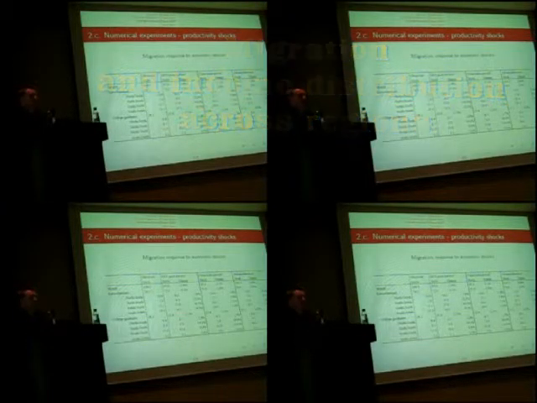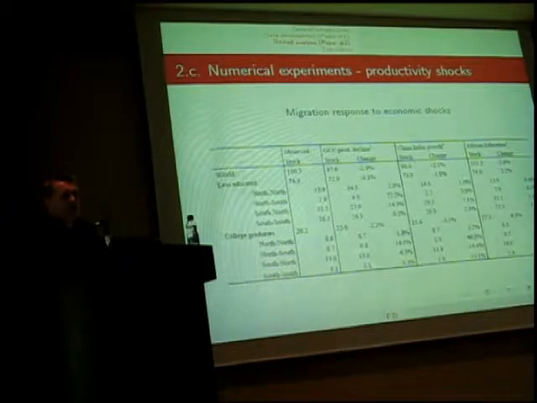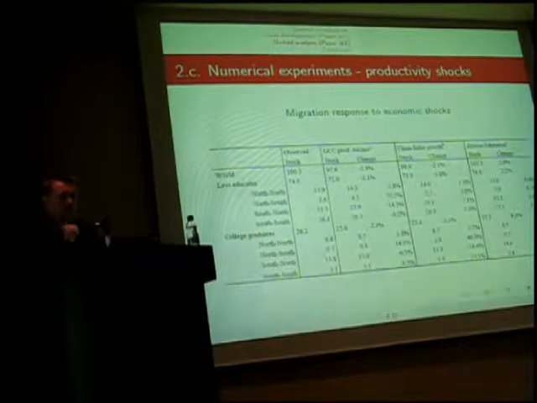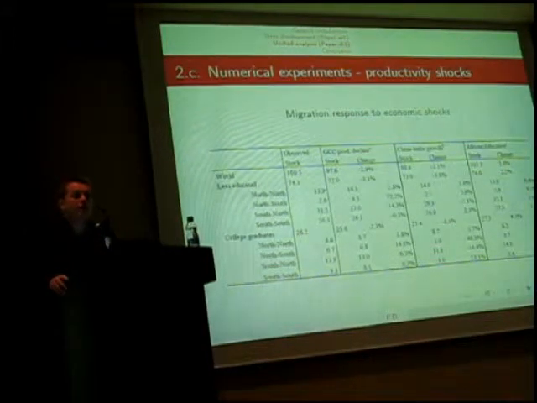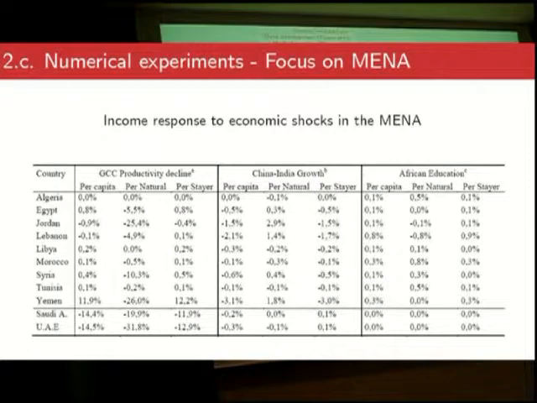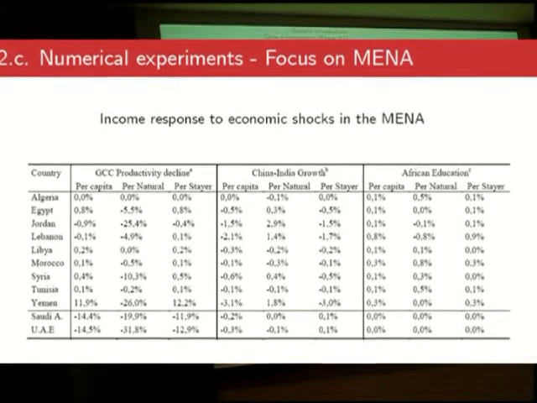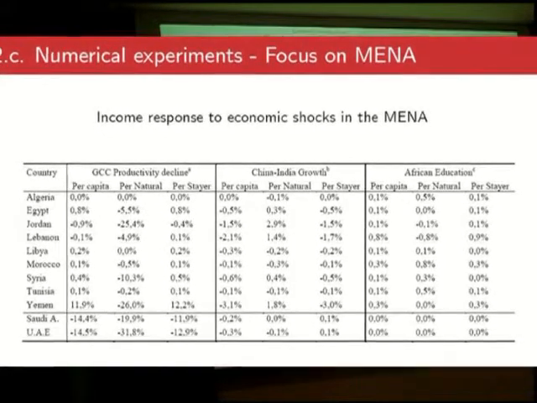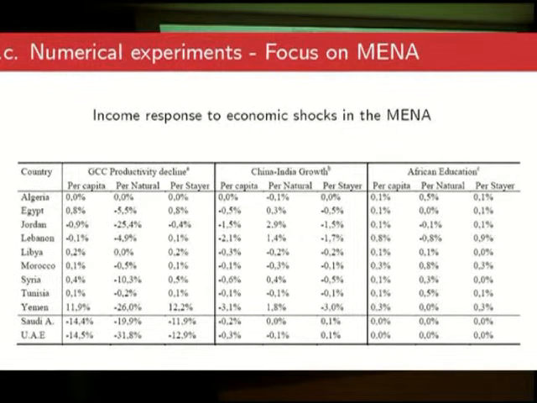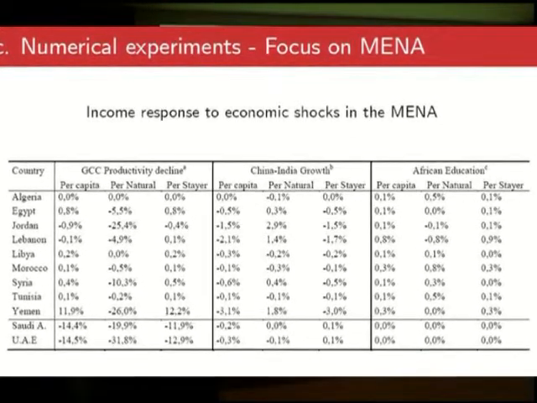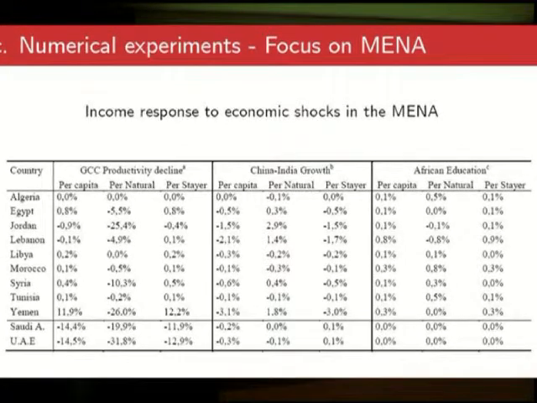If GCC productivity declines by 10%, GCC will be less attractive, and migration is very sensitive to income in the GCC according to our estimates. So the migration stock falls by 3%. If African education rises, we could say, okay, Africa will be richer, and if Africa is richer, we will have fewer migrants from Africa. No, because Africa remains a very poor region, and the fact that people have college education means that they can export their human capital more easily. So we have more migration if human capital increases in Africa.